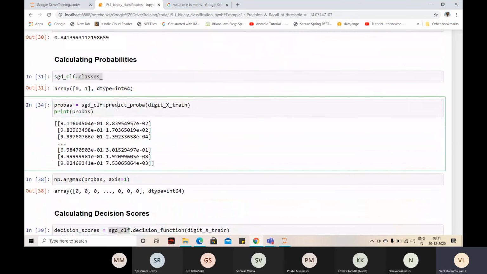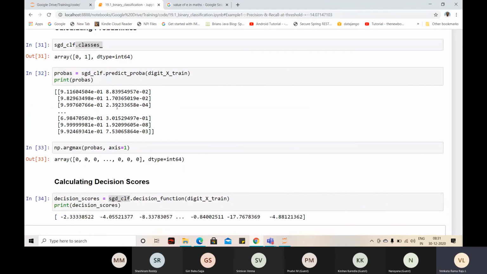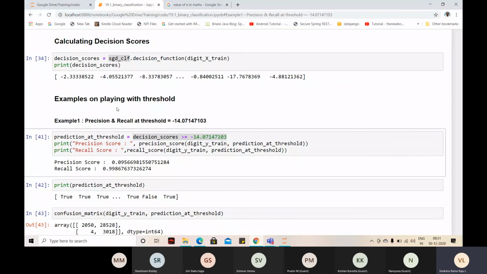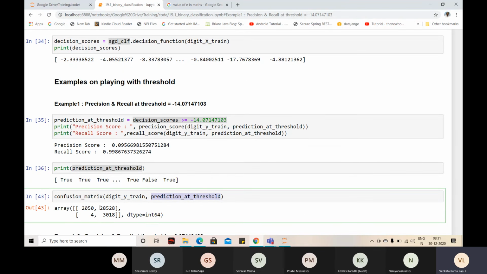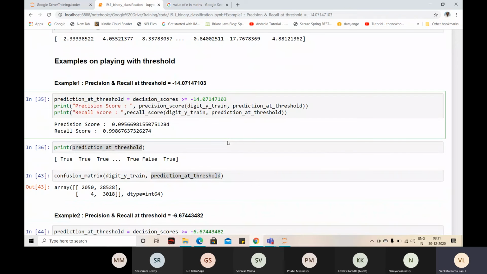See this? Here the predictions at threshold are all trues and falses. I can take true as one, and automatically the confusion matrix itself will accept one or true, and 0 or false. See, actual y and the predicted at threshold. See, the confusion matrix changed. The precision and recall scores will change and the F1 score will change. Got it?